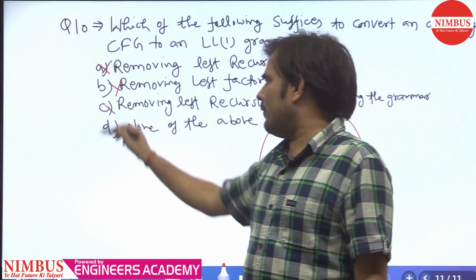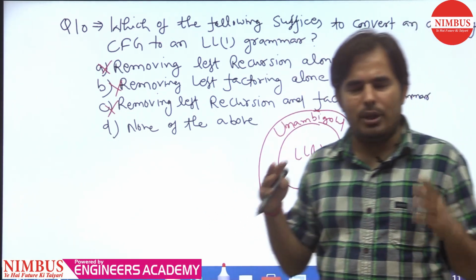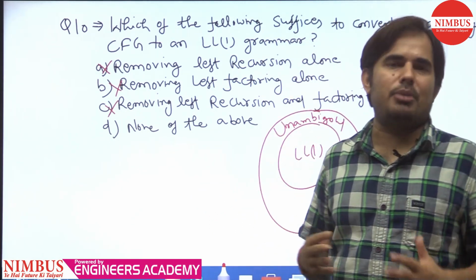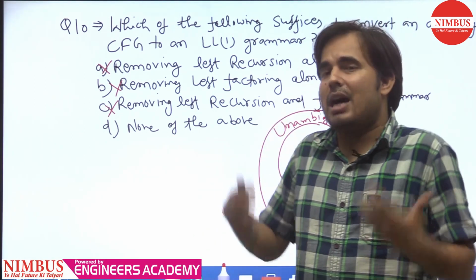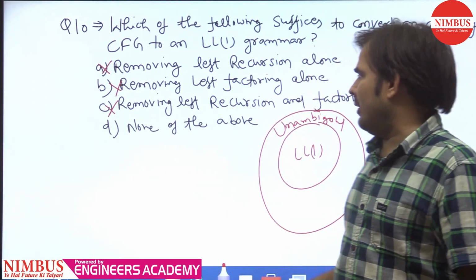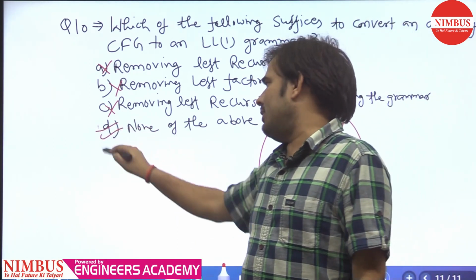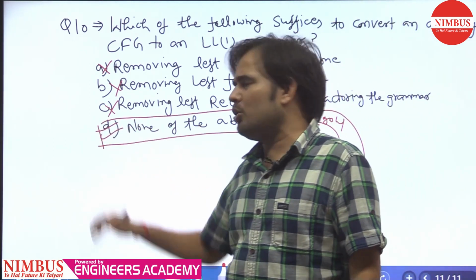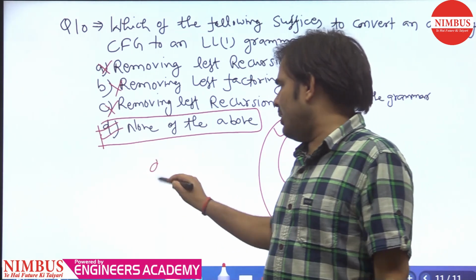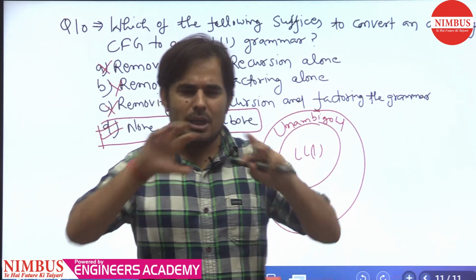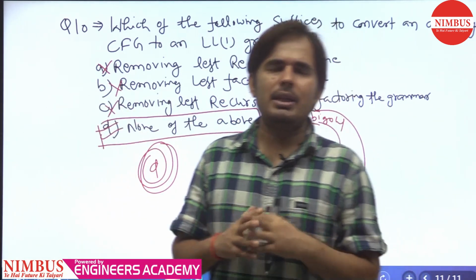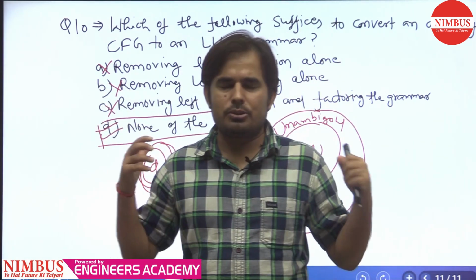Removing both left recursion and left factoring will not give you the guarantee that the grammar is unambiguous. So it may be ambiguous, and when it may be ambiguous, then how can it be LL1? So which option is correct here? Option D is correct here, so none of A, B, C is correct. So option D is correct here. Okay guys, so these are the 10 questions. Here we have covered almost all the concepts, okay guys.